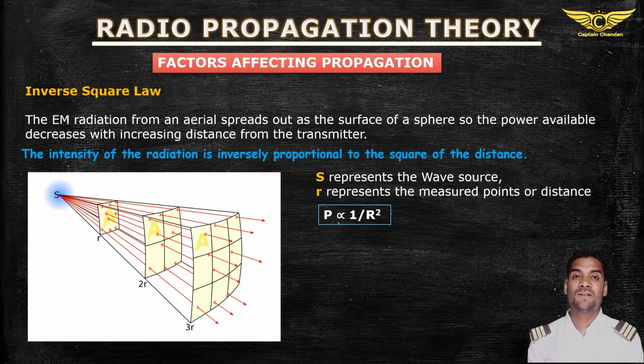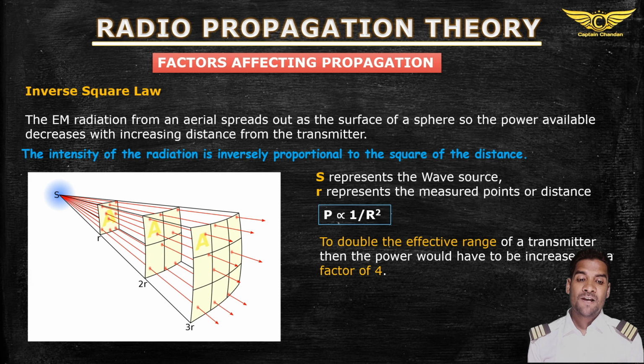So you can say power is inversely proportional to the square of the distance, meaning to double the effective range of a transmitter, the power would have to increase by 4 times. This term is very important for DGCA, CPL and ATPL exam.